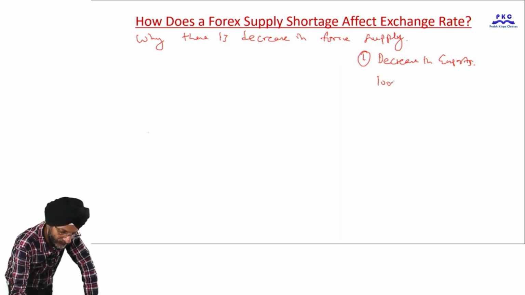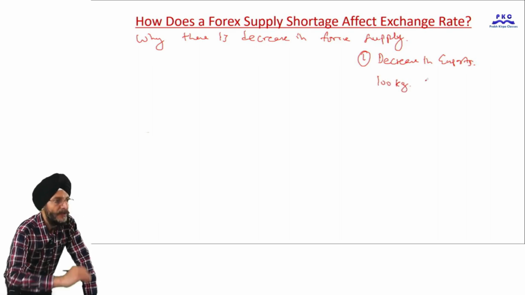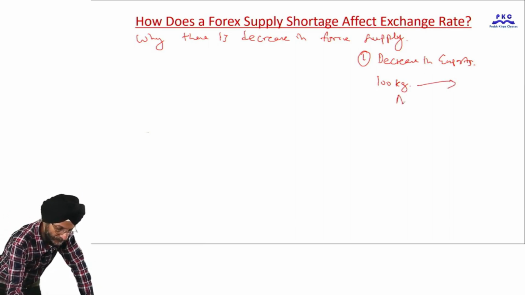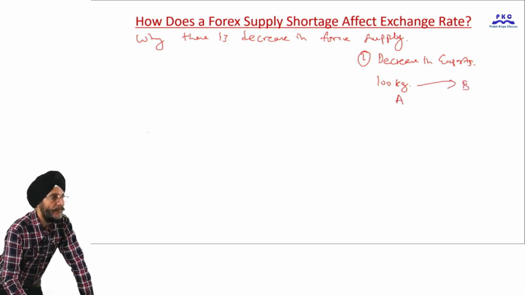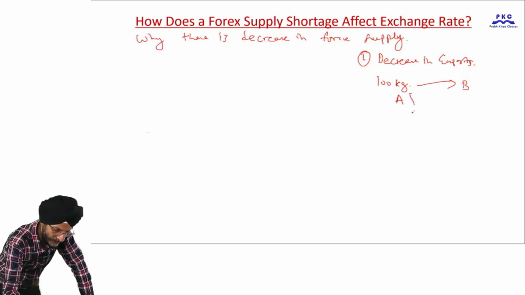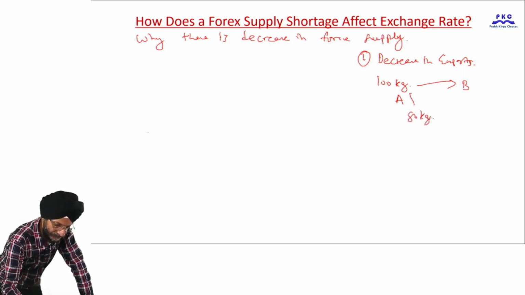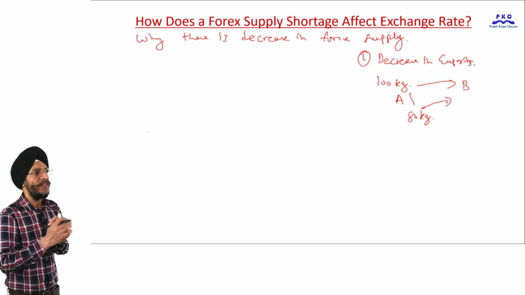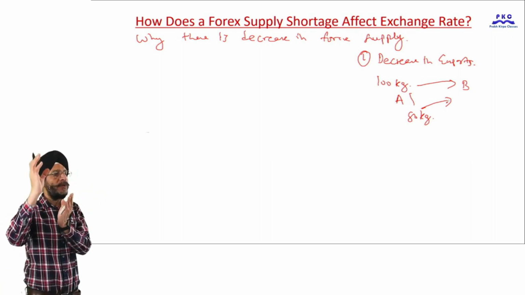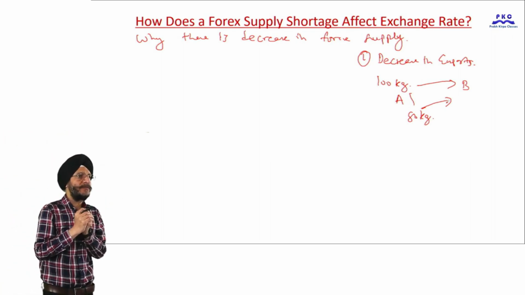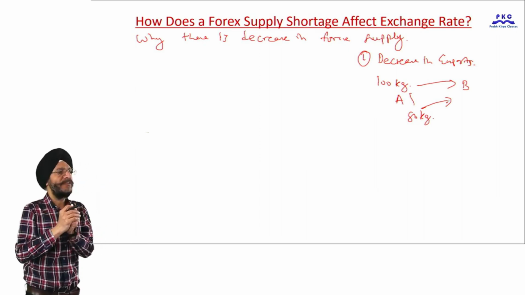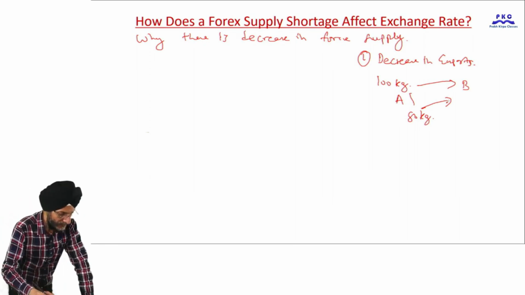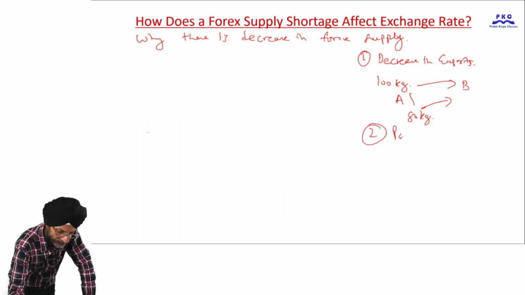Suppose earlier we were exporting goods 100 kg to other country B, but now our exports have decreased to 80 kg. Now we are exporting only 80 kg. So naturally, when we were exporting more, we were getting more foreign currency. As the exports have decreased, we are now getting less foreign currency. Next is political instability.